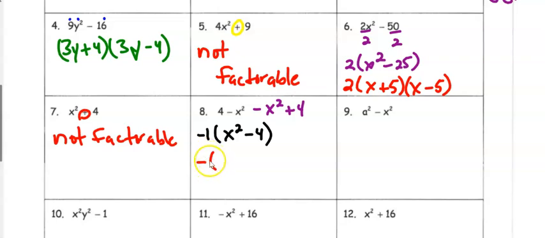So we can bring that -1 along for the ride. You don't have to literally write 1 if it's 1. You can just put the negative. Either way is correct. And we'll have x minus 2 times x plus 2. Again, the beauty of factoring: you can always multiply everything out to check your work. And I would advise you to do so. Okay?